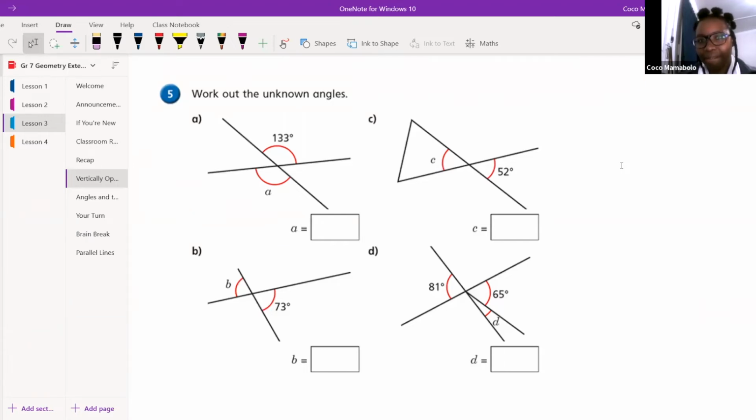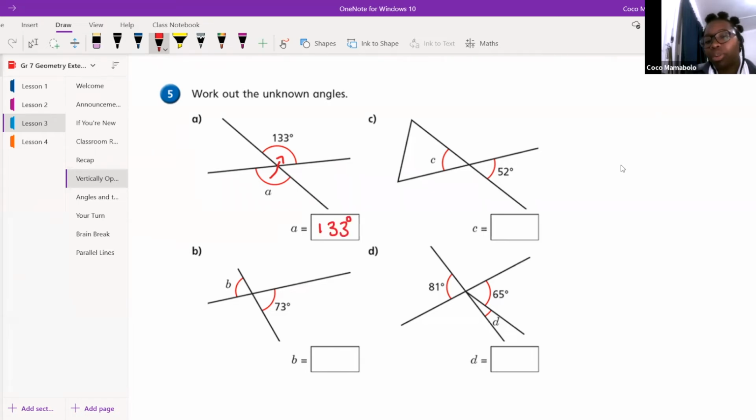Ma'am, I kind of don't understand number A. Okay, so remember we were talking about vertically opposite angles, right? Yes, ma'am. Which angle is opposite A? Can you tell me? Look at it, right opposite. Which one is it? An obtuse angle. Okay, it is an obtuse angle, but how much is it? 133. 133 what? 133 degrees. Good. So that means that A is equal to 133 degrees.